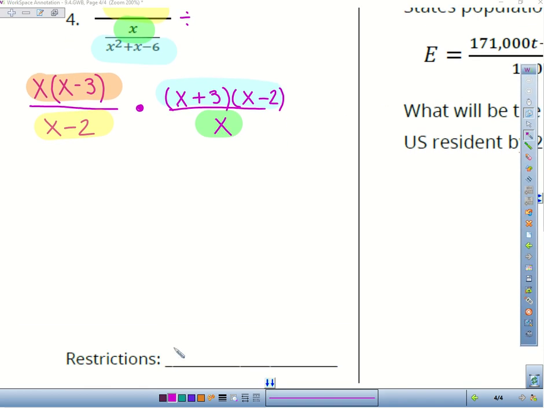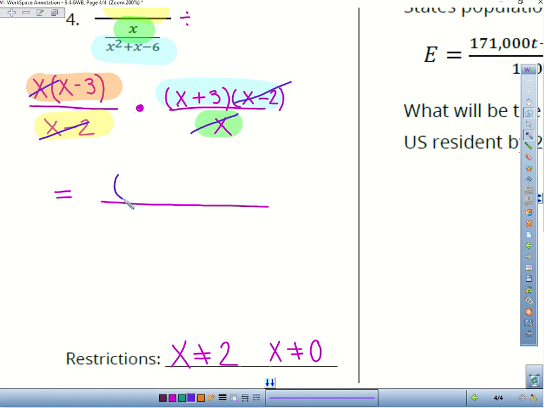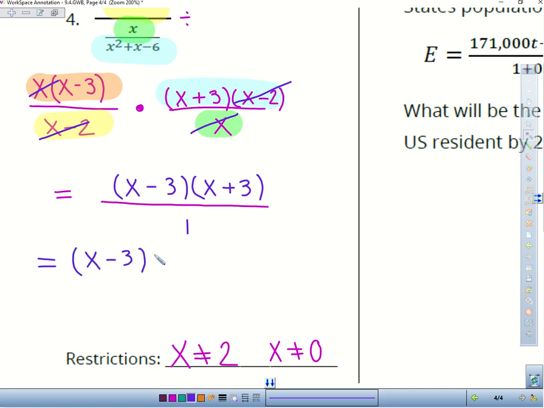Now, what are my 2 restrictions? Plus 2 and 0. Good. And now I'm ready to cross cancel everything out as needed. So the x minus 2's will cancel, and the x's. So what ends up happening is you end up with this. Now, this is correct, but do I need to put that 1 there? No. So this would be the correct answer.